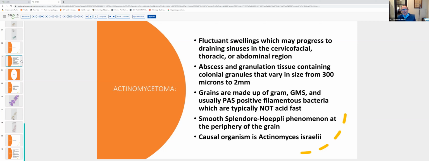The grains, of course, exhibit this smooth Splendore-Hoeppli phenomenon at their periphery. And they're made up of Gram, GMS, and usually PAS positive filamentous bacteria, which, unlike Nocardia, are not acid fast. The causal organism in most instances is Actinomyces israelii, and this is a very difficult lesion to culture. It's an anaerobic bacteria, and it can be extremely difficult to culture.